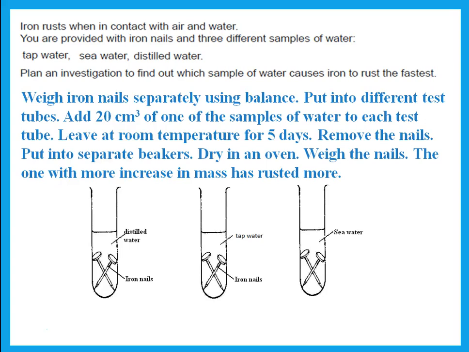So basically we're doing the same thing. Weigh the iron nails separately using a balance, put into different test tubes, add 20 centimeter cubed of one of the samples of water to each test tube, leave at room temperature for the 5 days. This indicates that you're leaving them at the same temperature for the same amount of time. Remove the nails, put into separate beakers, dry in an oven, weigh, and see which one has the greater increase in mass. So you tailor your answer according to the question. The other one was asking which inhibitor is better, so we said the one with less increase in mass. This one is the one with more increase in mass, has rusted more.